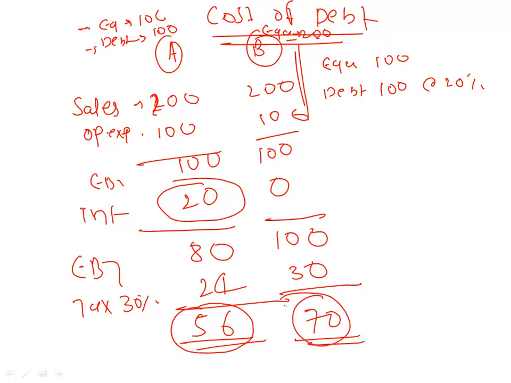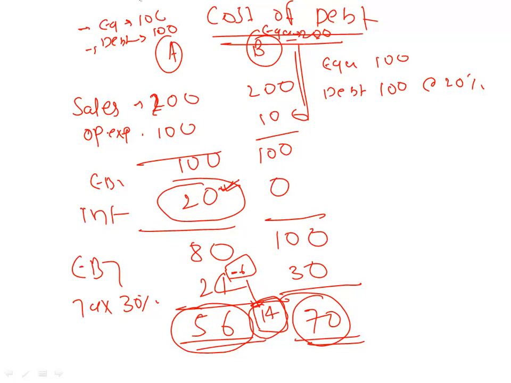Difference in net profit is 14. So though there is a difference of cost of 20, the difference in net profit is only 14. And why is that? Taxes. When I am paying 20 of interest, it's reducing my taxes here. So I am paying lesser taxes of 6. So my effective cost of interest is 14 here.